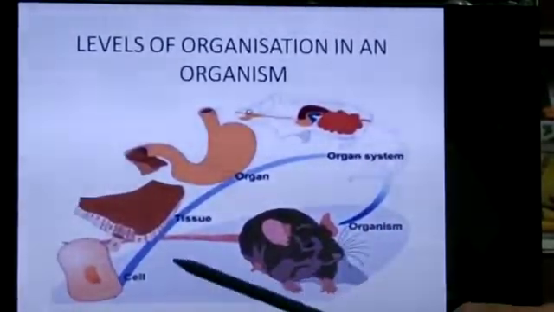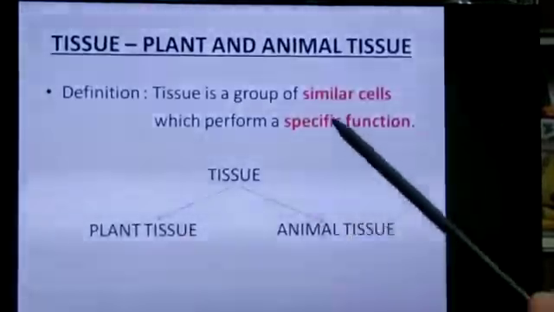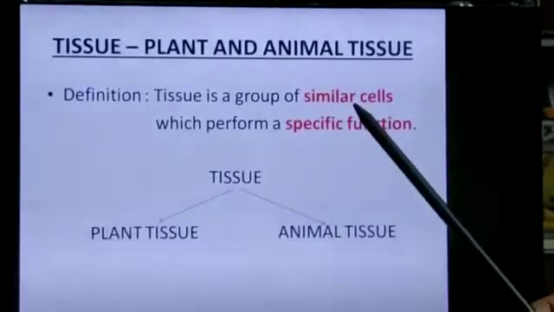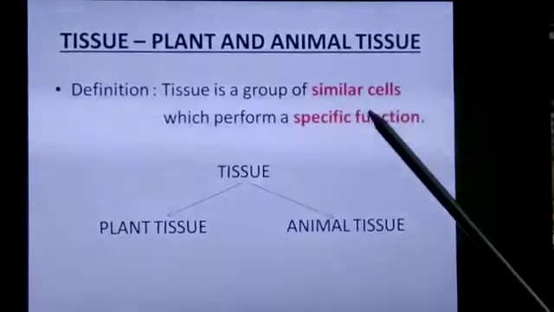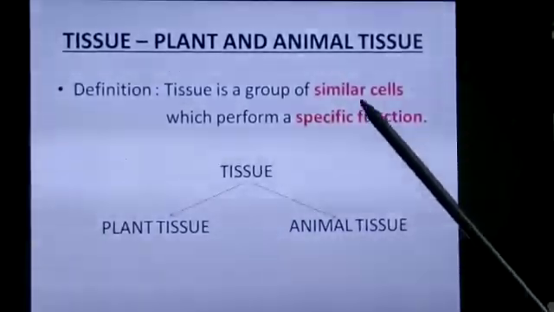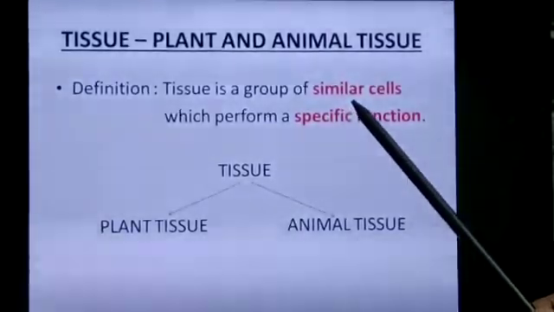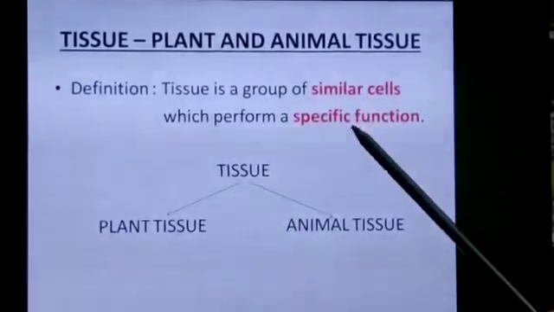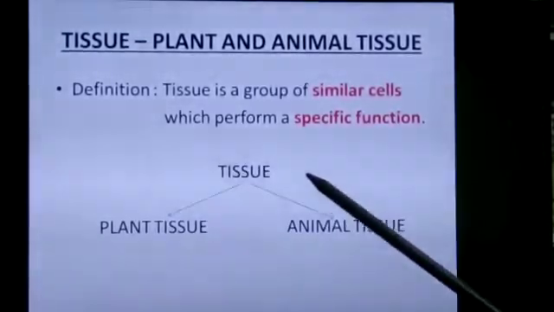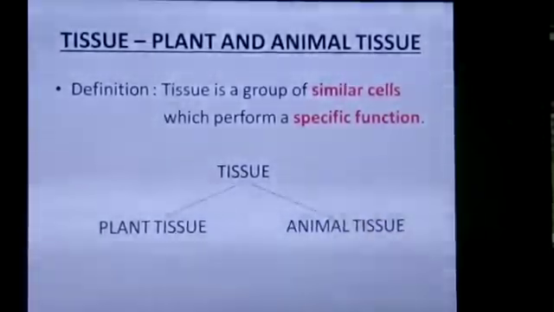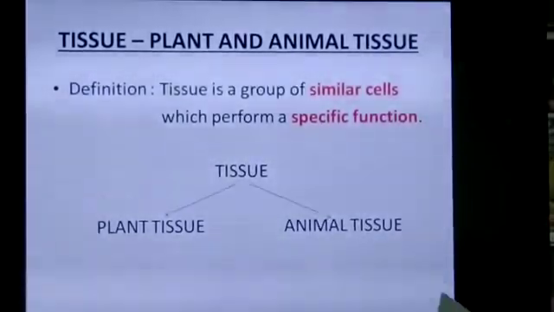So after cell, we need to proceed to the next topic, that is tissue. Tissue is defined as a group of similar cells which perform a specific function. The red words here are the key words of the definition. Similar cells. Tissue is made up of many cells which are of same kind, and specific function means they all carry out a particular function. In this chapter, you will be studying about plant and animal tissue, but I will be discussing only about plant tissue in this video.